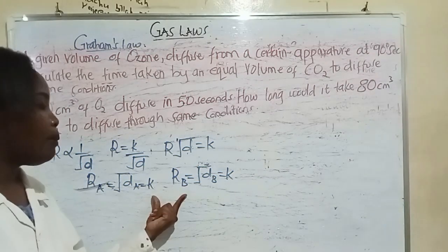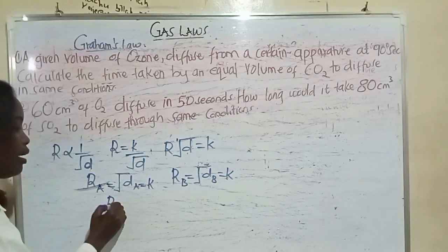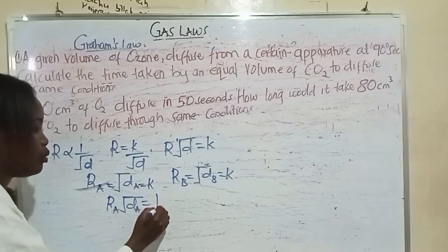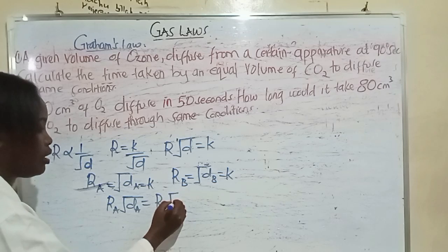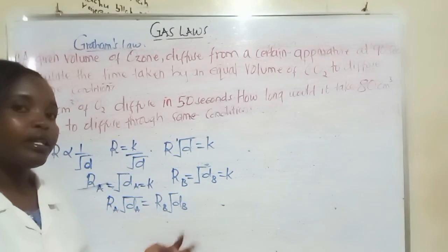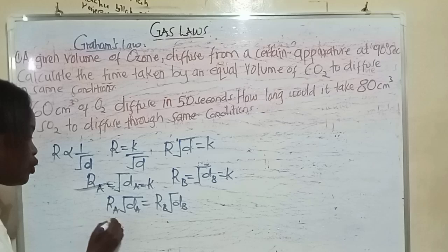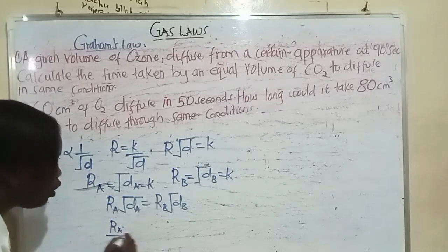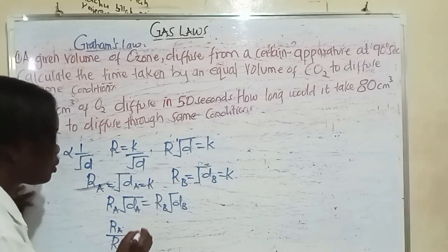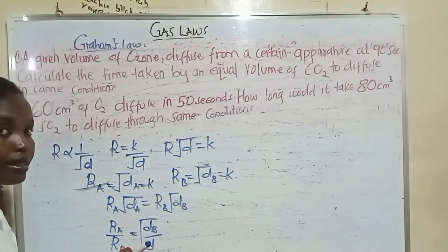So we can combine these two to get a formula that looks like this: Ra times the square root of dA is equal to Rb times the square root of dB. Now we can rearrange to have our rates on one side. We are going to have Ra over Rb, where R is rate, equal to the square root of dB over dA, where D is density.